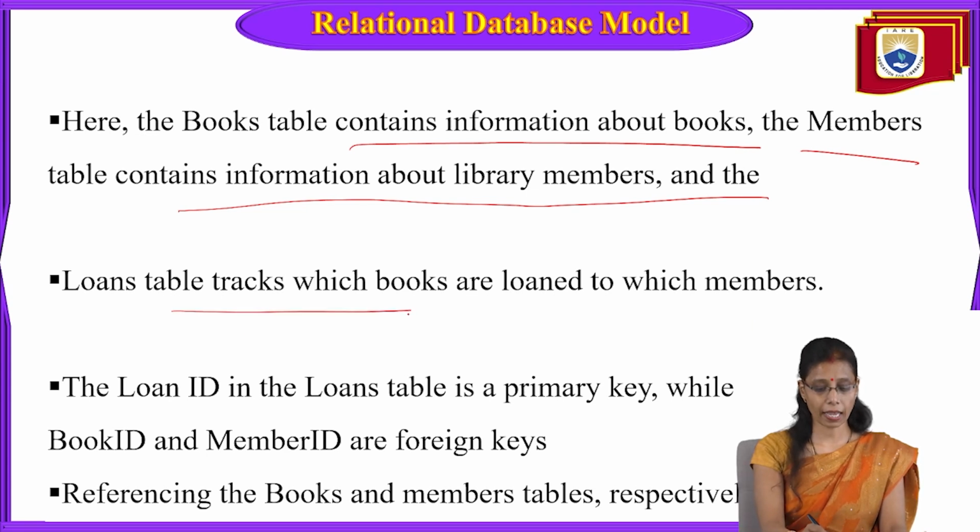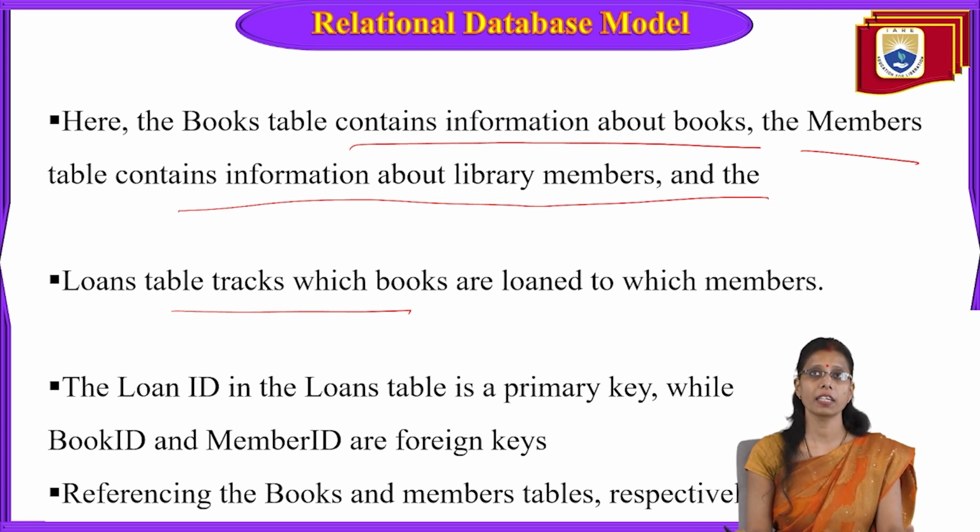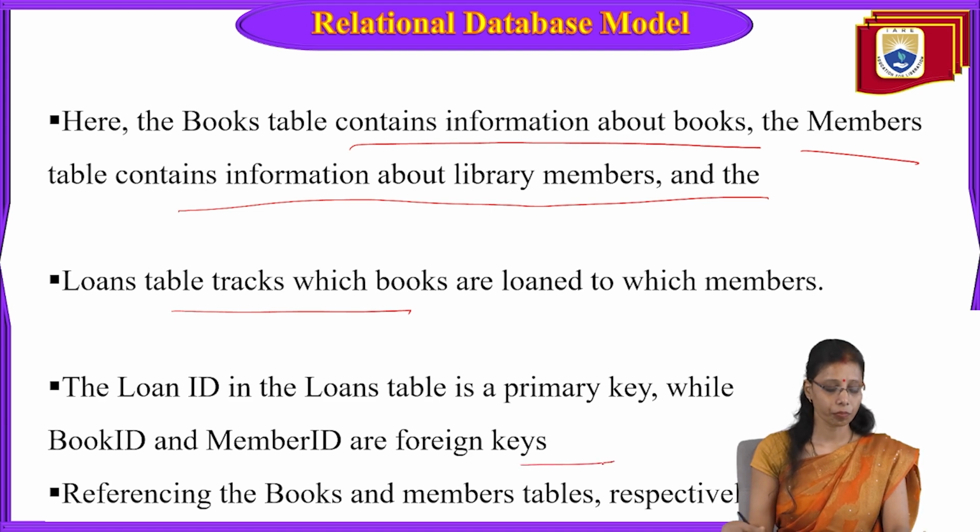And the loans table tracks which books are loaned to which members. So which book is on loan to which member, it is assigned to which member. These are the different types of tables followed by this relational database model, and it will tell you which book is held by which member and what his or her ID number is, and it will track which person that book is given to. So the loan ID in the loans table is the primary key, and the book ID and the member ID are the foreign keys, referencing the books and the members tables respectively.